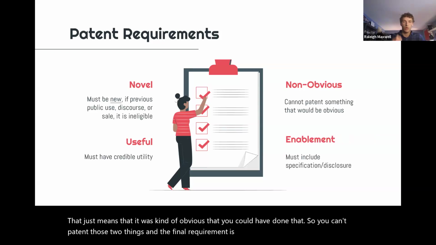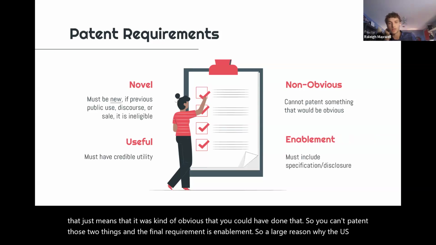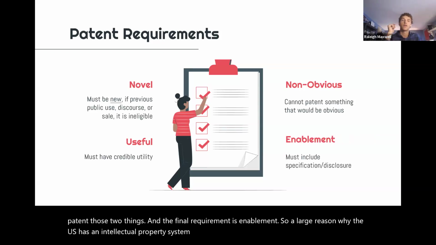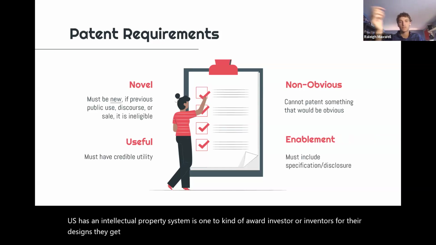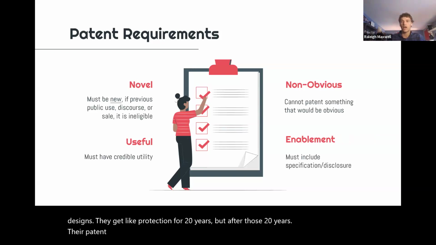So a large reason why the US has an intellectual property system is, one, to award inventors for their designs. They get protection for 20 years, but after those 20 years, their patent and the very specific details of how their invention is created are published to the public domain, so anyone has access to them.